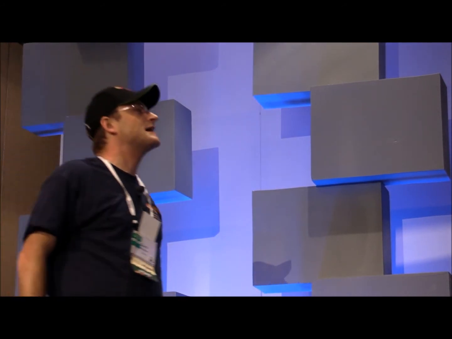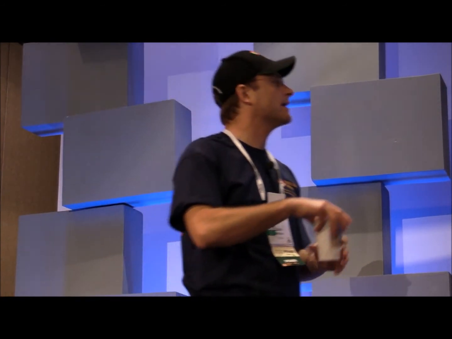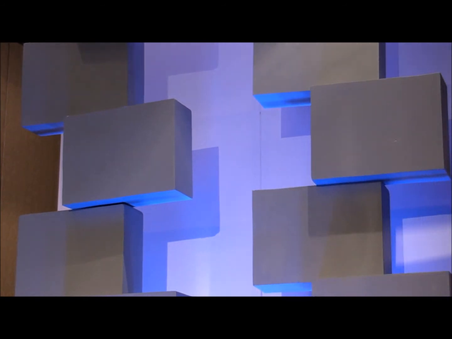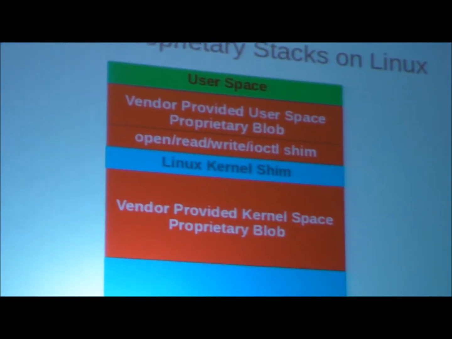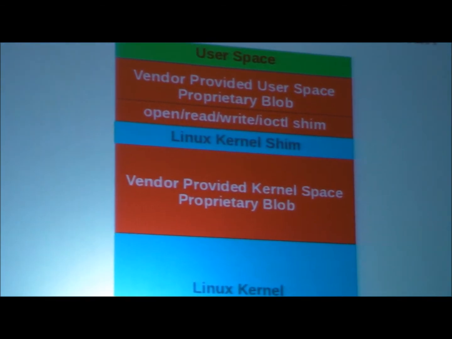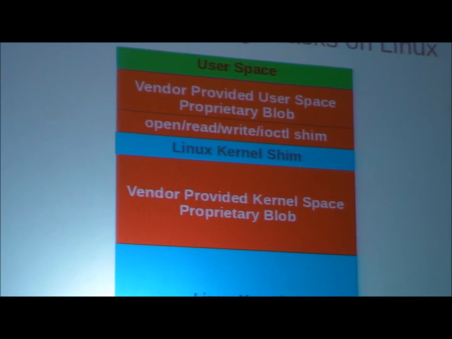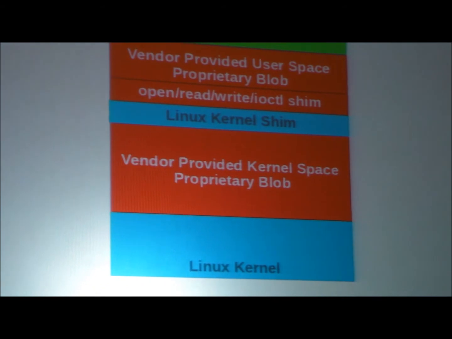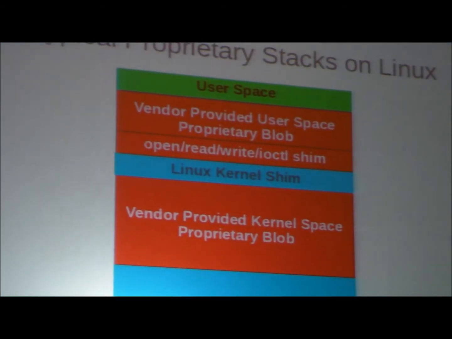So what does a typical proprietary stack on Linux look like? Well, there's a vendor proprietary user space blob. There's an open read write ioctl shim that's kind of part of that, may or may not be closed. There's a little open source right there, a little teeny bit. Oh, just run this shim. You want 3D graphics? You totally do. And then you need this big proprietary blob in the middle, and then the Linux kernel sits underneath this. Now this is what it typically looks like.